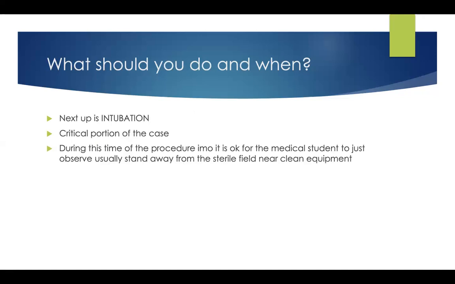And then the next step, once the patient is secured on the table, is inducing and intubating the patient, securing the airway, and making sure all of the lines that the anesthesia team needs, such as the peripheral line or arterial line or even the central line, are all in place. This is a critical step of the case.